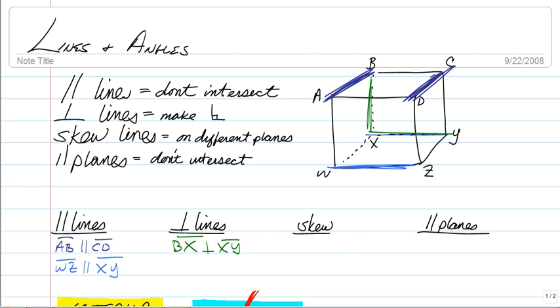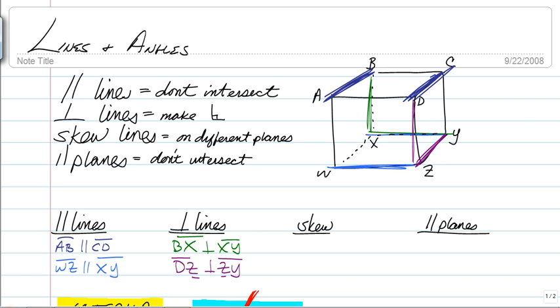So another example would be DZ is perpendicular to ZY. Also notice that they share a letter because that's where they intersect. Now the one that's a little bit confusing is skew lines. So skew lines are lines that are on different planes. So they're not going to intersect, but they're not parallel.